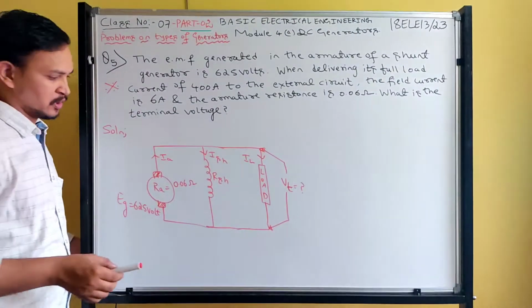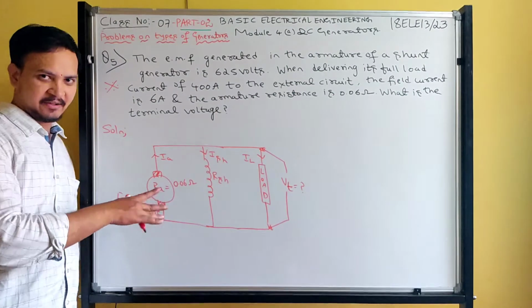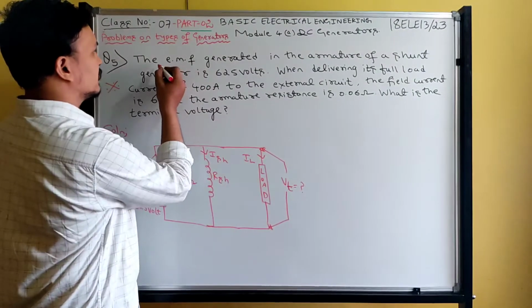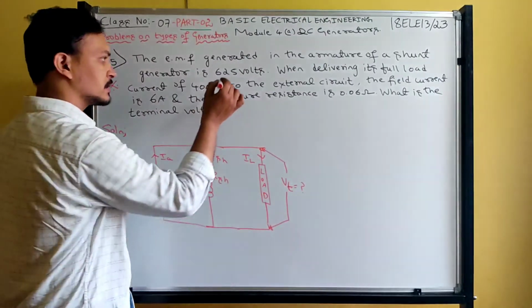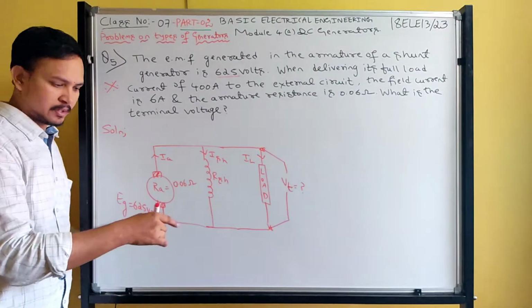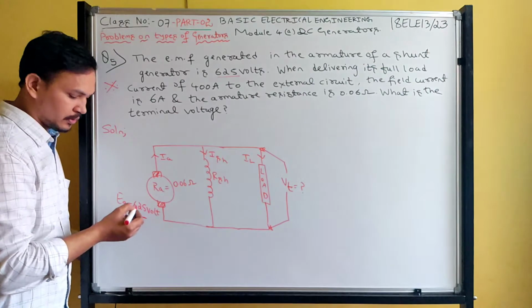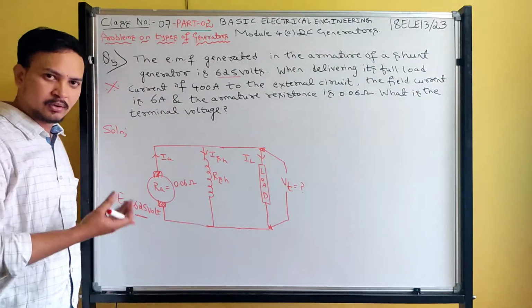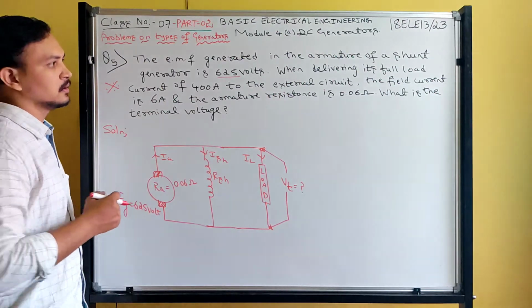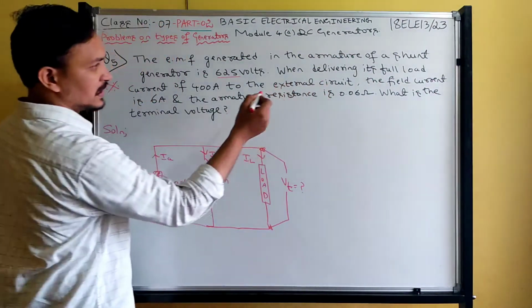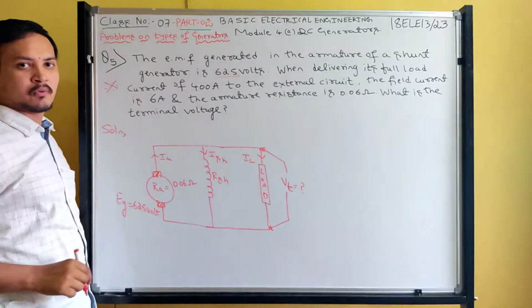Okay dear students, one more problem on shunt generator, slightly different. They have given the EMF generated in the armature of a shunt generator as 625 volt. For a shunt generator, this is the generated voltage. So far we have been finding Eg only. Now they have given this value, Eg 625 volt, when delivering its full load current of 400 ampere.